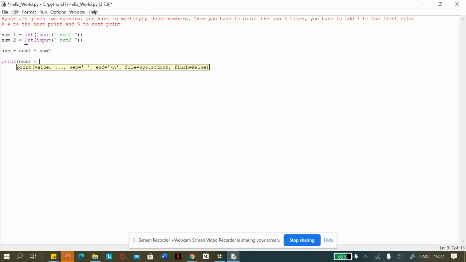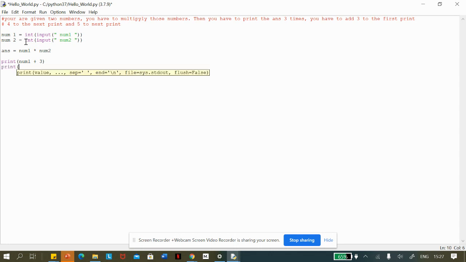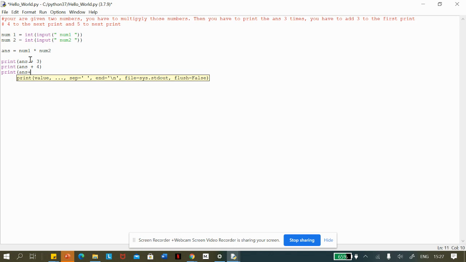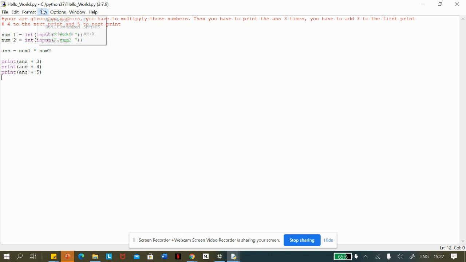answer plus 3. No, sorry, not num1. Why did I write num1? Print answer plus 3. Print answer plus 4. Then you would say print answer plus 5. Correct? But what if I told you there was a more efficient way to do this? So obviously this would work.